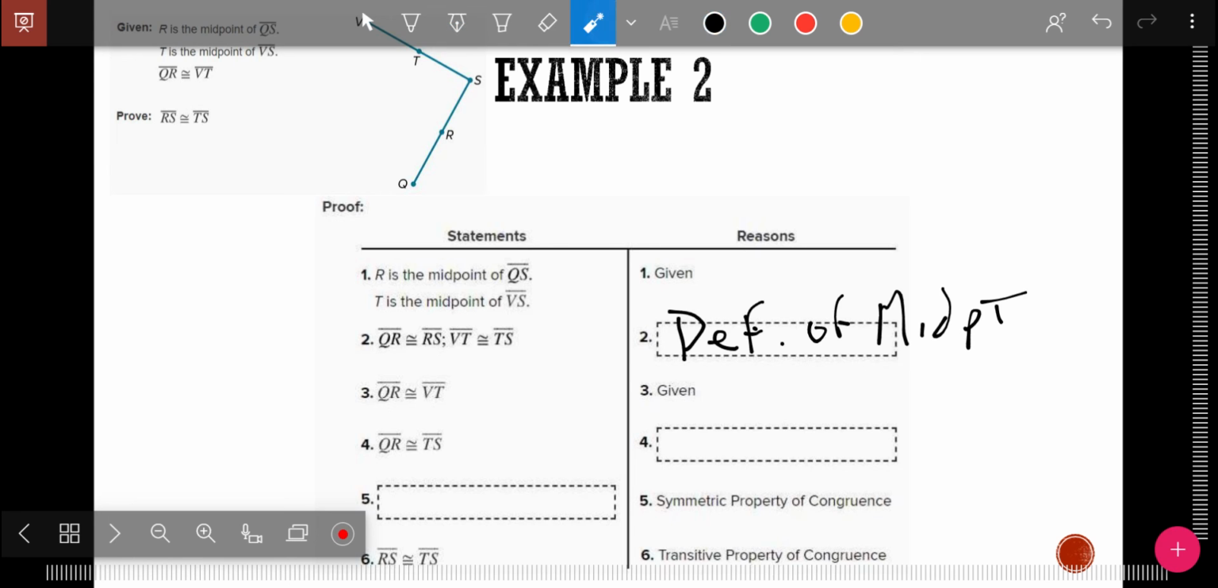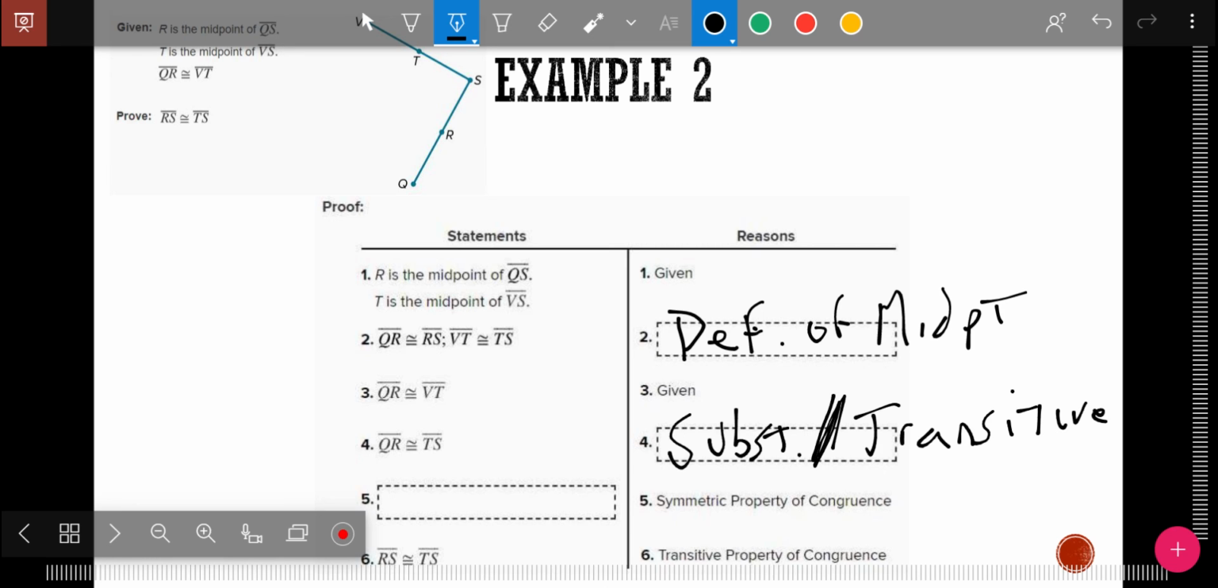Right. Then they write down the other given. And then right here, how they go from step 3 to 4. Really how they go from step 2 to 3 to 4. Well, look at where VT is. VT is here. And so they're saying, hey, if QR is equal to VT, I can put QR in VT's place. Or if they're both equal to VT, that means they're equal to each other. And so I would say it's substitution, but it's equally as much transitive property. So either answer there would be good.